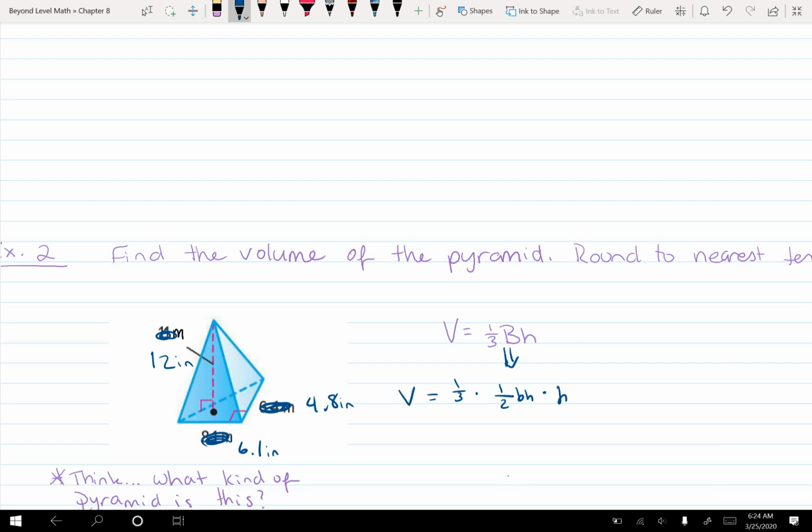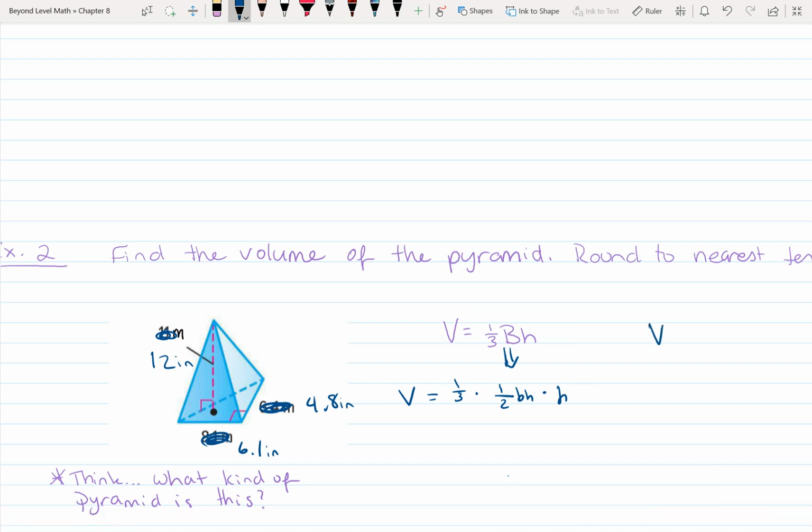And I'm going to label what we know. So I've got V, I've got B, I've got H, and I'm going to write H of the height of the base, and I'm going to write height of the pyramid. In this case, we are multiplying everything together, so if you got those mixed up, it wouldn't be a huge deal, but moving forward, it will be a big deal, so just keep that in mind.